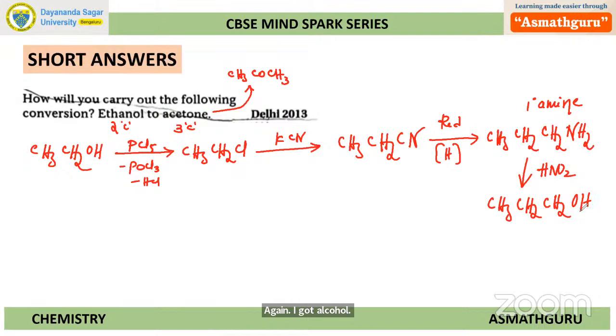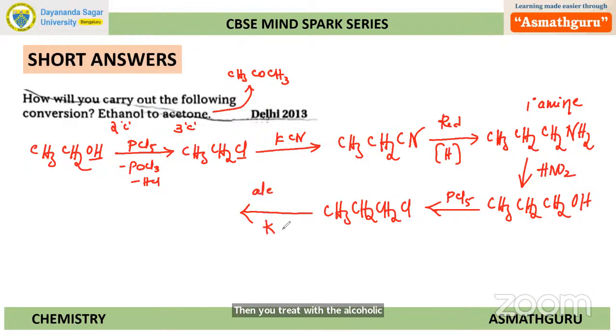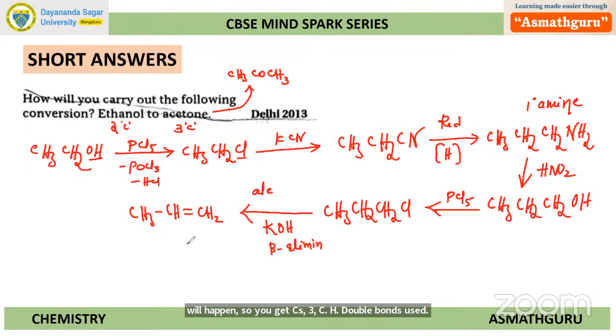Then what you do to this? You add PCl5. When you add PCl5, same as before, OH will be replaced by Cl. CH3CH2CH2Cl. Then you treat with alcoholic KOH. You know what the reaction is? Beta elimination. What will happen? You get CH3CH=CH2. You get propene. And now it is very interesting.